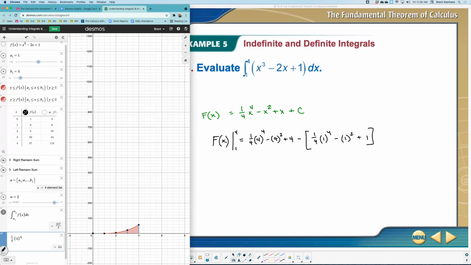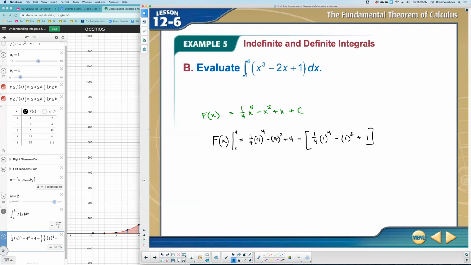4 raised to the power of 4 minus 4 squared, which would be 16, plus 4 minus, I'm going to put all this in parentheses, 1/4 times 1 to the fourth power, which is still 1, minus 1 squared, which would be minus 1, plus 1. That gives 51.75, which is 207/4. So we did do this one correctly. 207 divided by 4, or 51.75, is the answer here to part B.